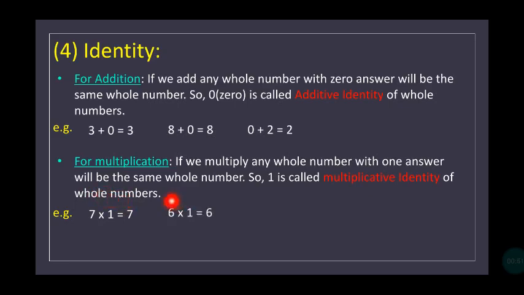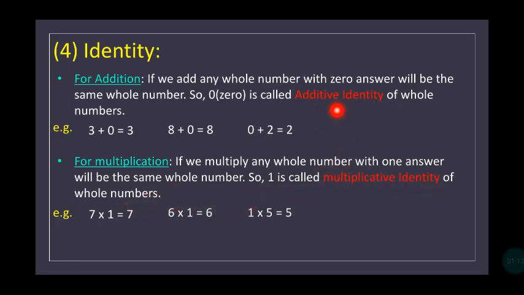We are multiplying 6 with 1. 6 ones are again 6. 1 multiplied by 5, again the answer is 5. So if we multiply 1 with any whole number, the answer is again that whole number. So 1 is called the multiplicative identity of whole numbers.